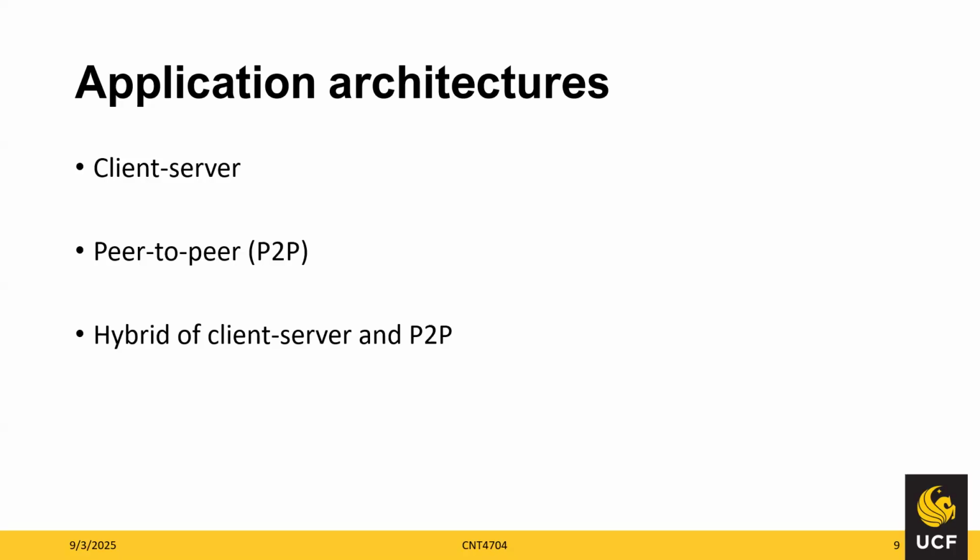So for the architectures of applications, we have the known architectures here. We'll cover each of these in detail. There are two main models that we know: client-server and peer-to-peer. And then there is a hybrid option that uses both of them.